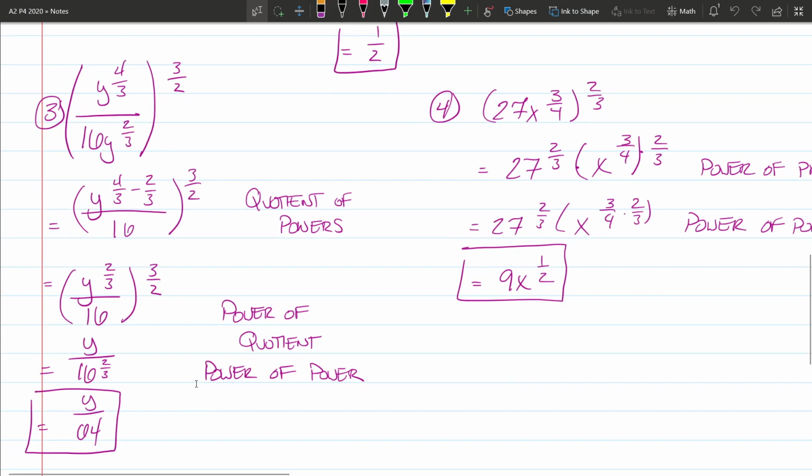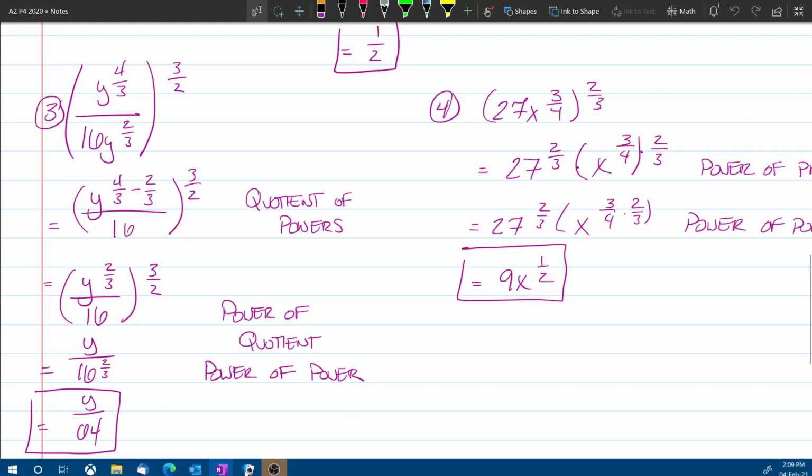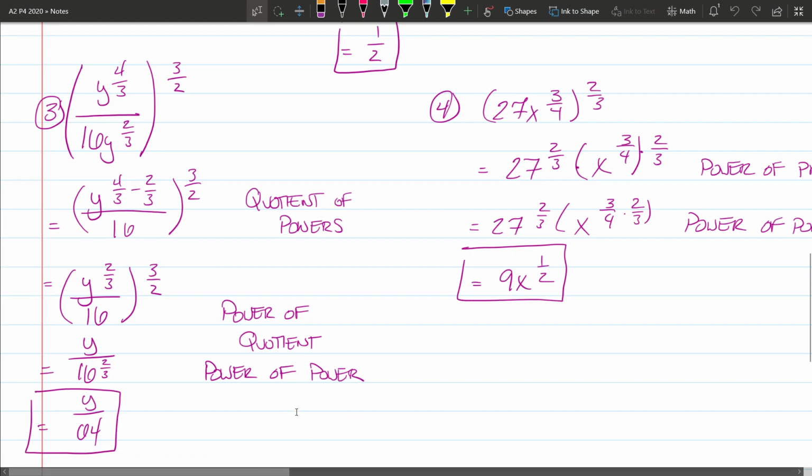Now I can use the power of a power, and I can say, okay, y to the 2/3 times y to the 3 over 2. Those fractions cancel out, and I just get a y. And then I get 16 to the 3 over 2 power on my denominator, and I can simplify that to be 64. I would probably use a calculator to do that. That would be 16 squared, and then the cube root of that. So I can scooch over to the side here.